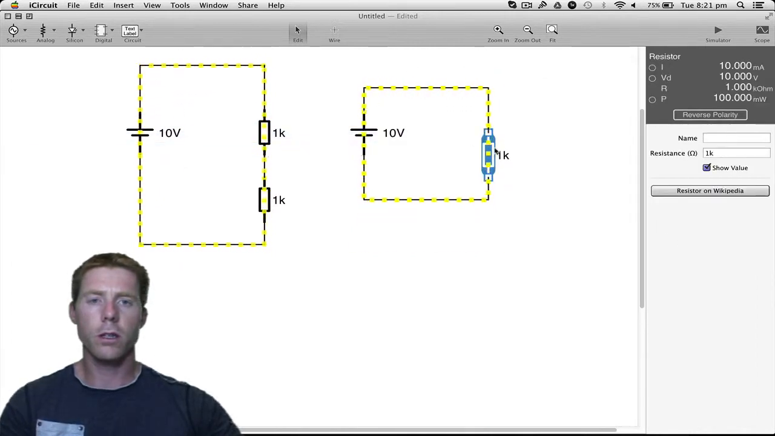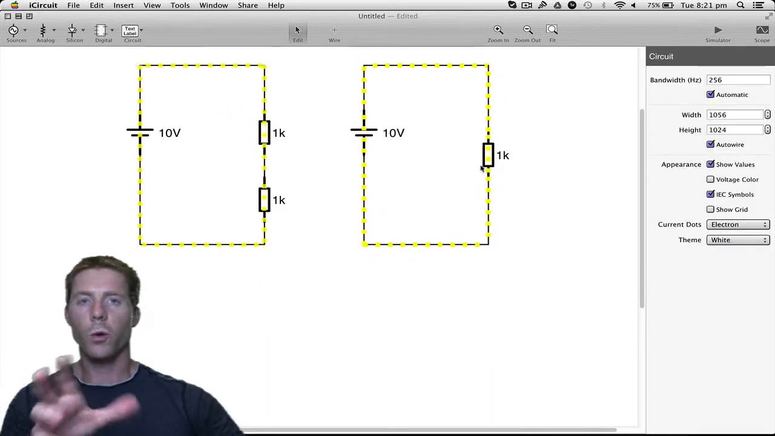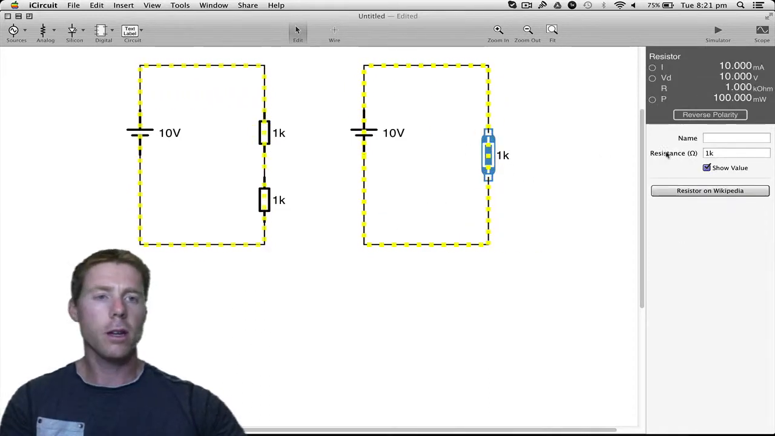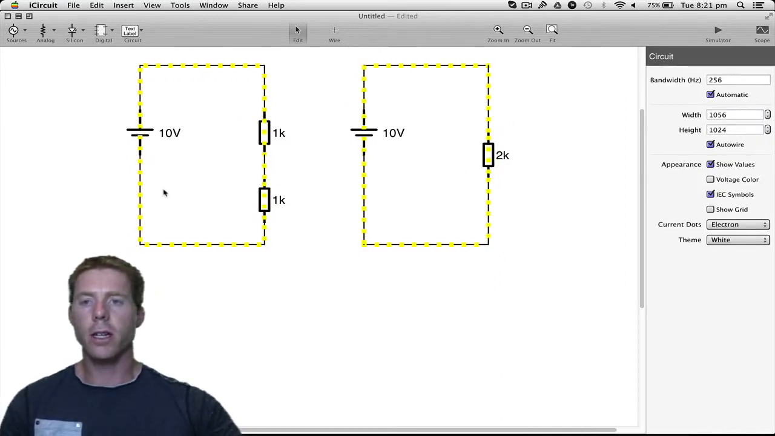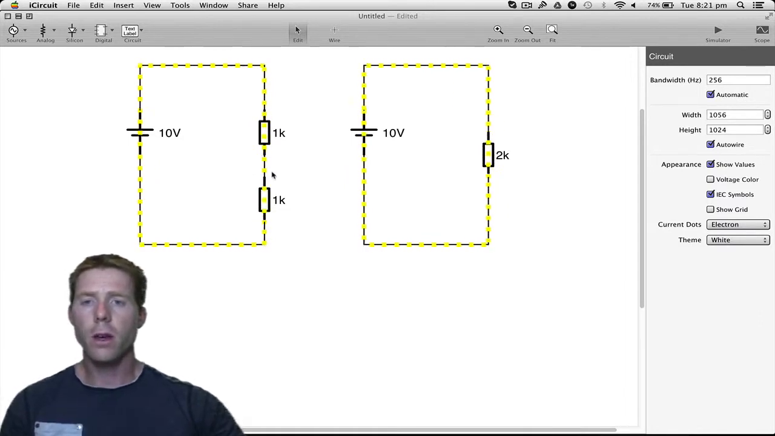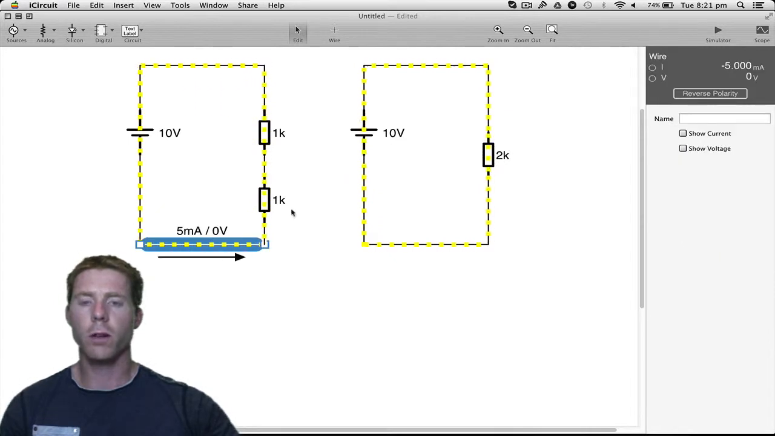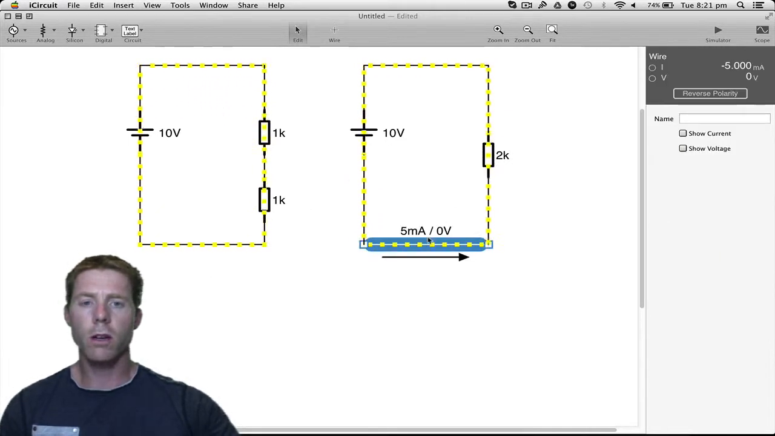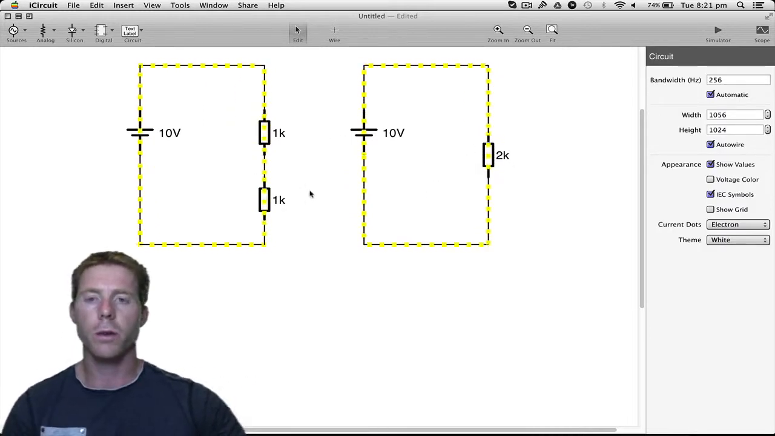Unfortunately, this doesn't have the best auto routing for the wires. Let's replace that with a 2K. That circuit there is identical to that in terms of voltage, resistance, and current. How much current is going to be here? Well, it's 10 volts divided by 2K. We'll get 5 milliamps. 10 volts, 2K, 5 milliamps, exactly the same. This is our equivalent or total resistance compared to this one.